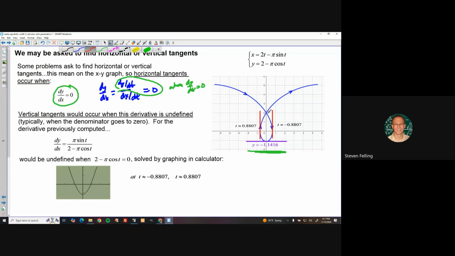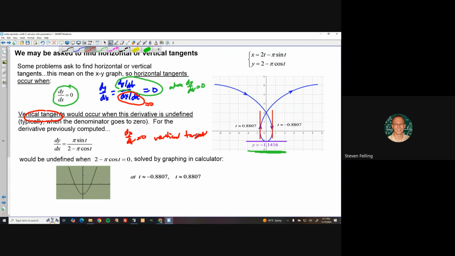Like the slope would be some positive number here, but this positive number is going from 10 to 100 to 1,000 to 1,000,000, and right at this vertical tangent, the slope is effectively infinity because you're about to divide by 0. So we will have a vertical tangent when the denominator is about to go to 0. When dx/dt goes to 0, that's where you get vertical tangents.